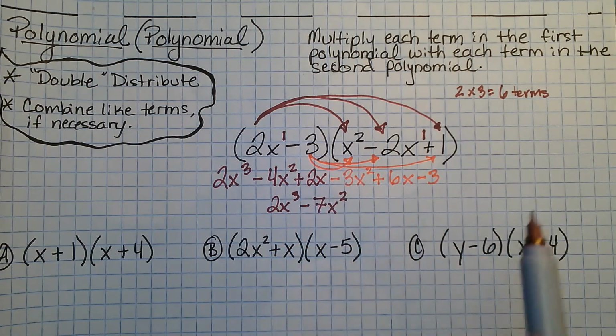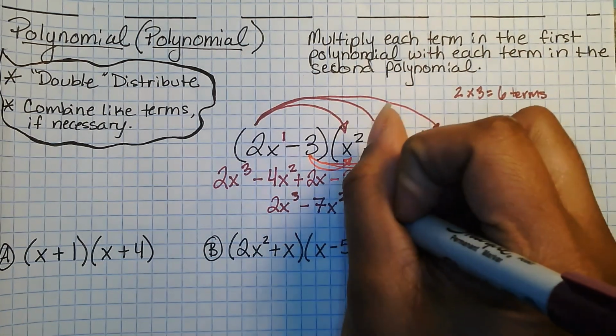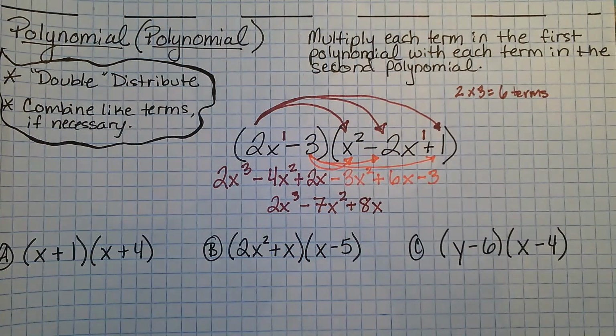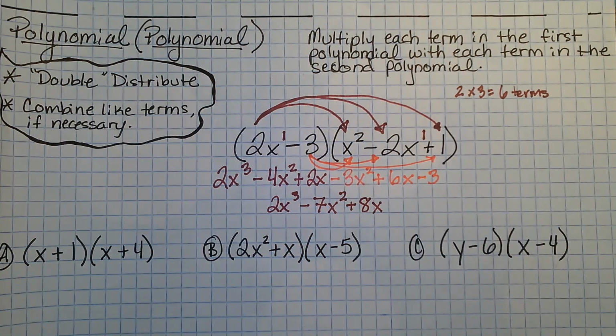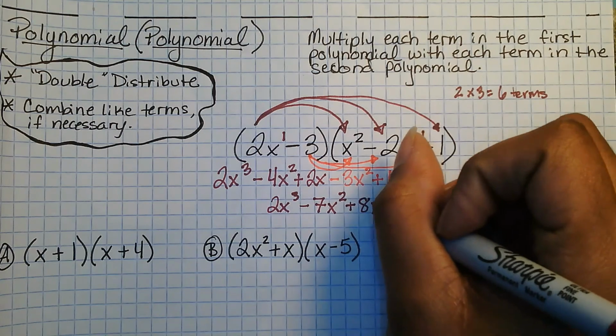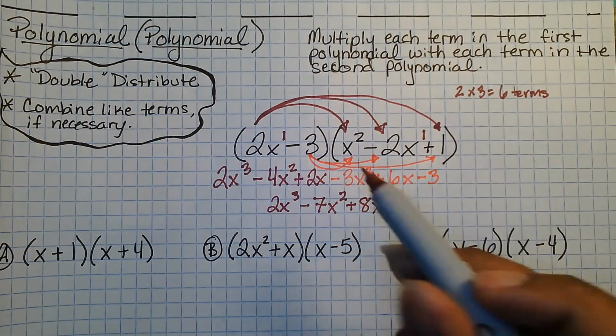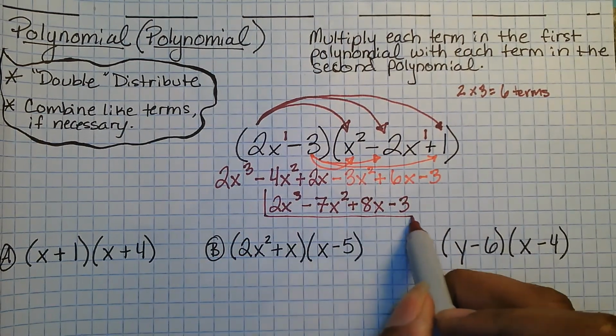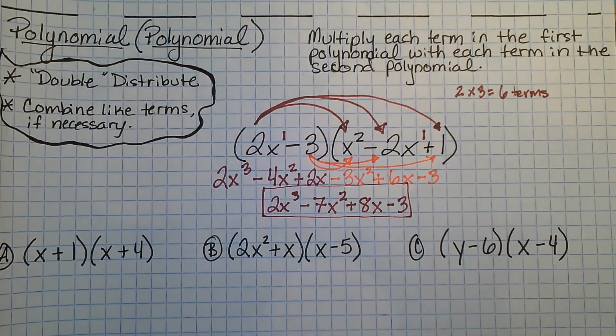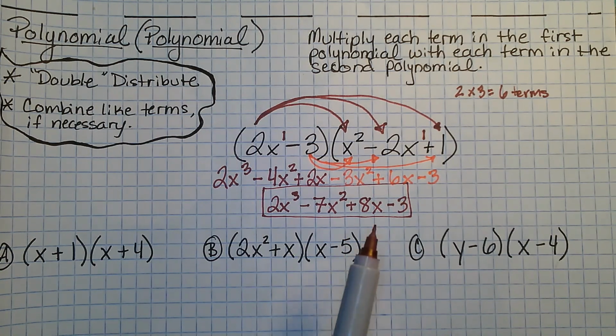And then we combine our degree 1s, the ones that's just x. So 2x plus 6x gives us a positive 8x. And our constant should be last. And we have a constant right here. It's negative 3. So our final answer is 2x cubed minus 7x squared plus 8x minus 3. It may seem like a lot, guys, but use your arrows, okay? That'll keep you organized.